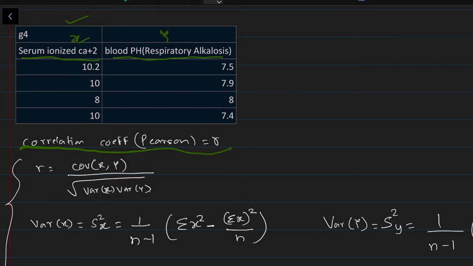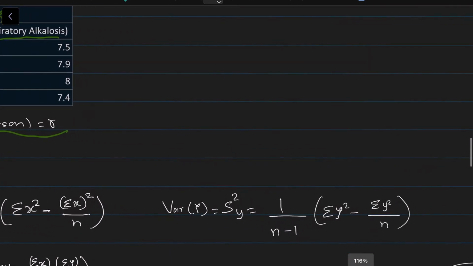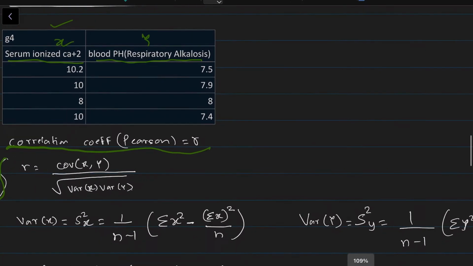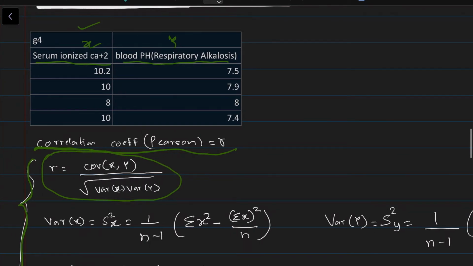And I'm going to assume that you already know these formulas for variance of X, variance of Y, covariance, and the main formula for r. So this is like the schematic representation of what we need for r, all of these small parts of the formula that we are going to derive and solve the problem.